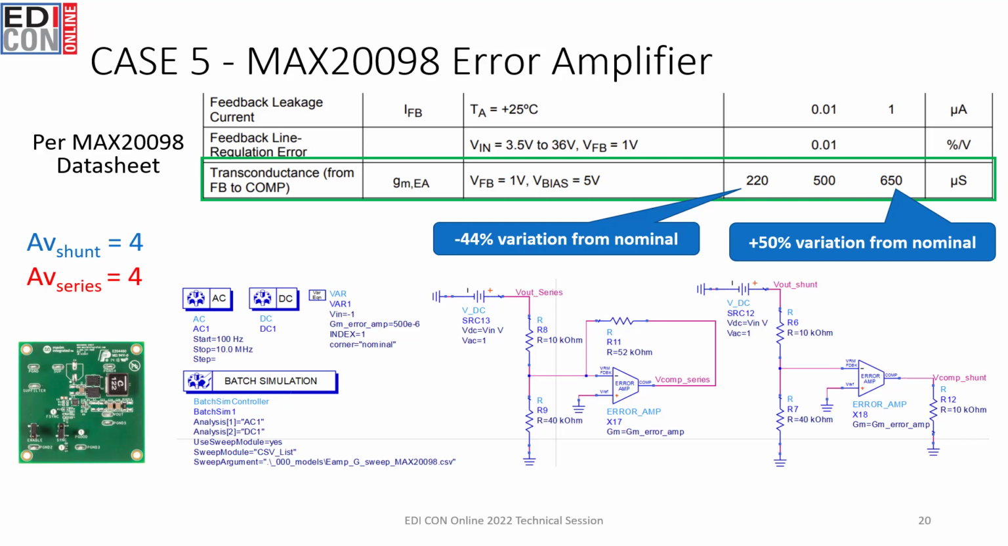This is a part from Maxim, the MAX298 VRM. Here we can see the datasheet actually does provide us the variation from nominal, and we see it varies down to minus 44% and varies up to plus 50% from nominal. This is a huge variation, and this means designers will see the impact of this transconductance variation in the transient response, and you cannot mitigate this by using the shunt compensation network.